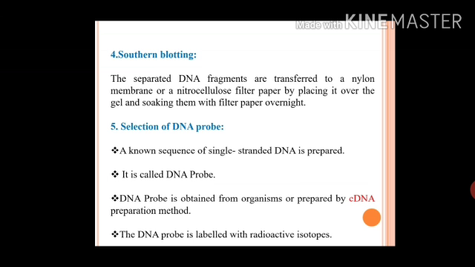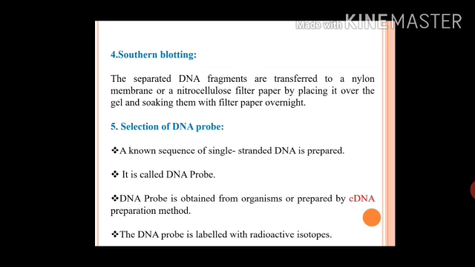Now fourth step is Southern blotting. There are 3 types of blotting: Southern blotting for DNA, Western blotting for protein, and Northern blotting for RNA. Here we study about Southern blotting. Southern is the name of the scientist. The separated DNA fragments are transferred to a nylon membrane or a nitrocellulose filter paper by placing it over the gel and soaking them with filter paper overnight.